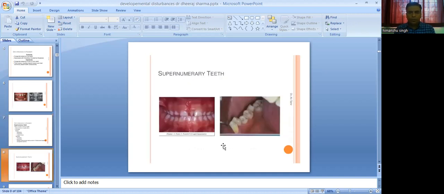As you can see in this photograph, there is a mesiodens you can clearly see, and in this second photograph you can see an extra premolar, a mandibular premolar.